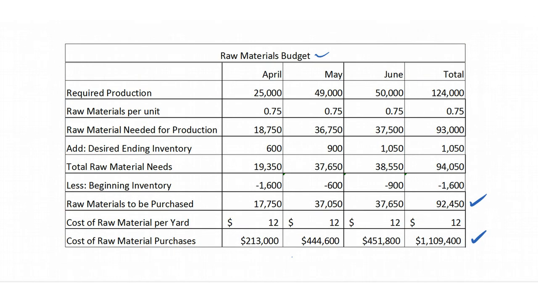Okay, and then the final part says, how much would the company pay for raw materials in June? Well, then we go to June, and the amount they would pay is shown there.